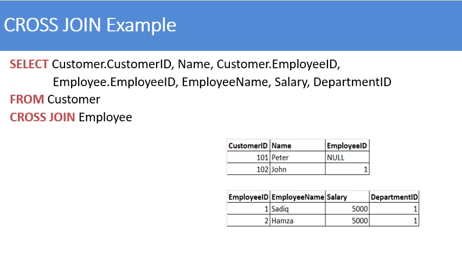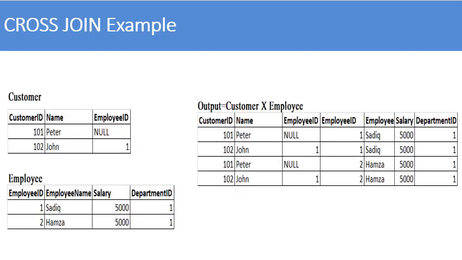Here is the SQL statement for cross join. This cross join is between the customer and employee tables. Names of the customer table columns and employee table columns are written in the select clause. The name of the customer table is written in the from clause, and the name of the employee table is written in the cross join clause. Let us have a look at the output relation here. It picks each row from the second table, which is the employee table, and then combines it with all rows of the customer table to produce the output.